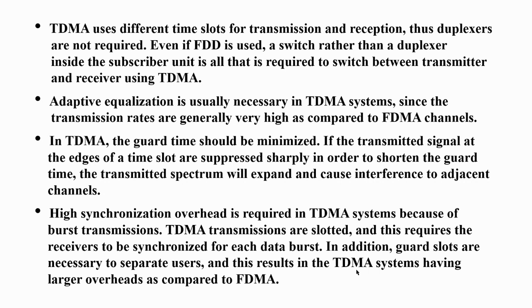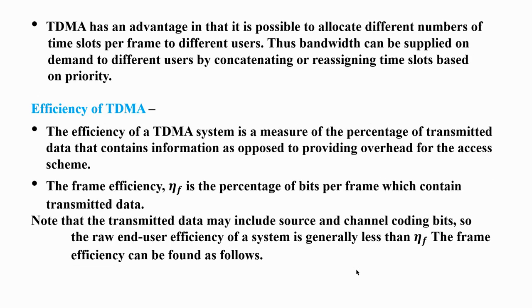The TDMA guard time should be minimized. In FDMA, the frequencies may overlap, so we have a guard band to differentiate one frequency from another. But in TDMA, the guard time should be minimized so that the time can be extended with the help of data slots. The only drawback of TDMA is that it requires high synchronization at the receiver end.